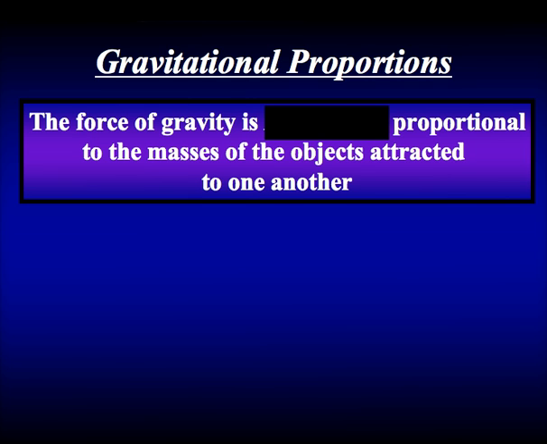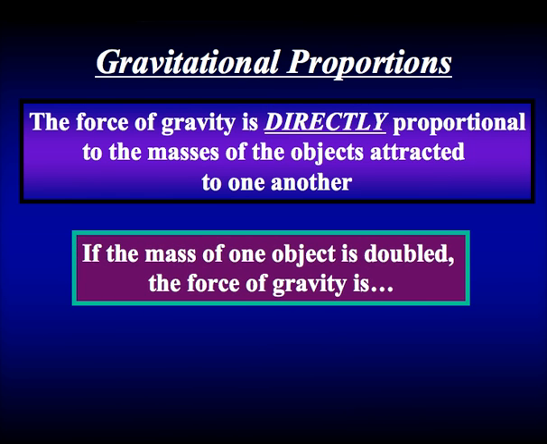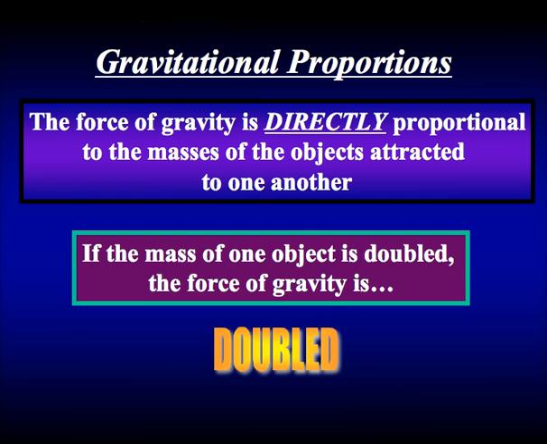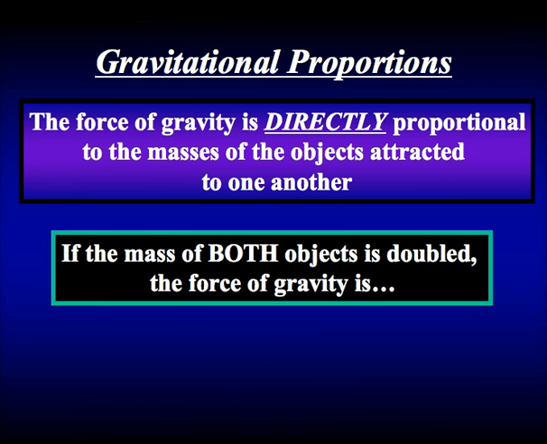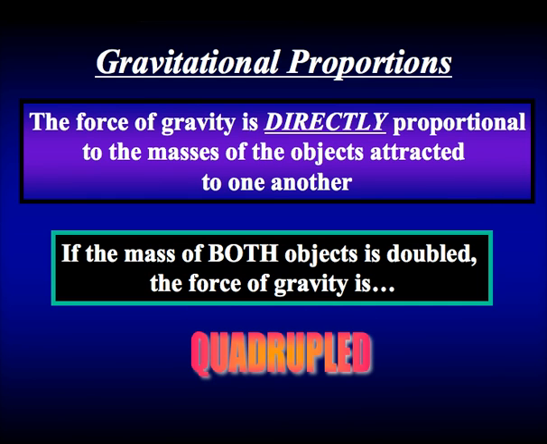So, gravitational proportions. The force of gravity is directly proportional to the mass. So if the mass of one object is doubled, the force of gravity is doubled. And if the mass of both objects were doubled, the force of gravity is quadrupled.